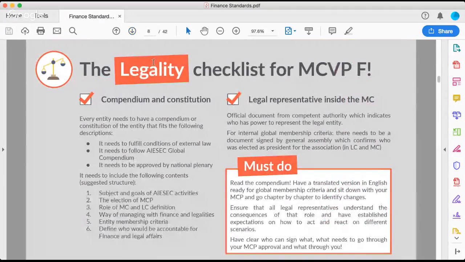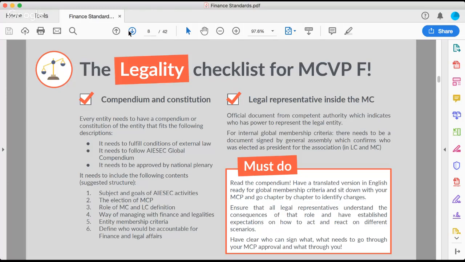Yes, so you can see here that it's a legality checklist for the MCVP Finance, but I still want you to understand each of the points. And I will go more in depth on the points that are more relevant for LCs. So compendium and constitution. This means that we need to make sure that we are fulfilling our external law as well as our internal law to follow the ISAC Global Compendium, and also to make sure that our national plenary is working towards it.